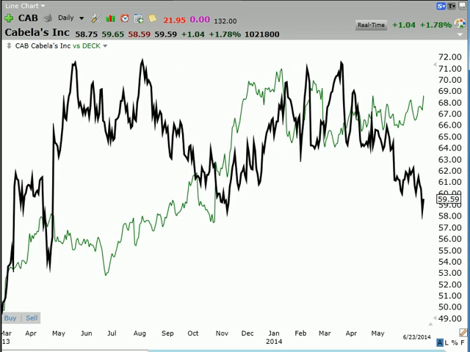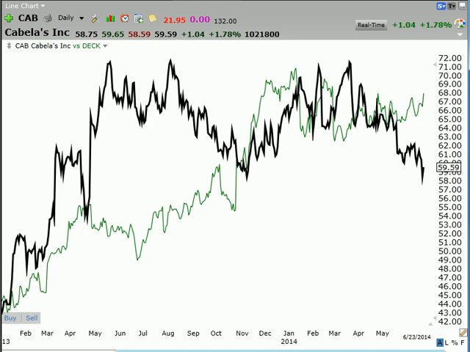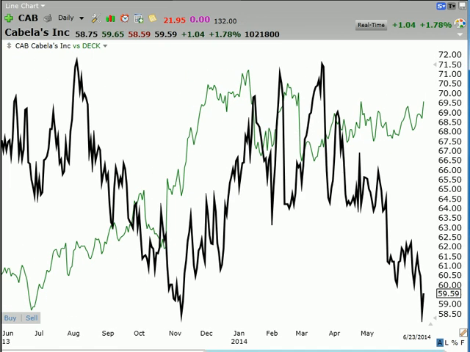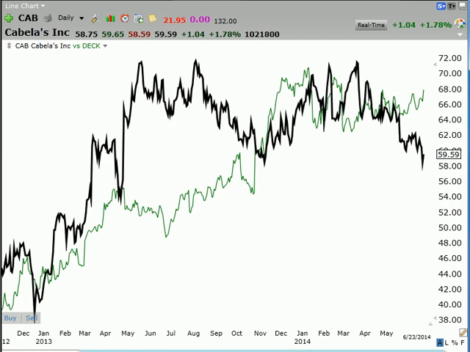So one way you could really set up well, first of all, you can see how Deckers relative to Cabela's is really, really strong. So you can actually set up a pairs trade here where you're short one instrument and long the other. In a case like this, what you would do is be long Deckers, you'd buy Deckers, and you'd short Cabela's, anticipating that this relationship would continue, where Cabela's moves down and Deckers moves up.